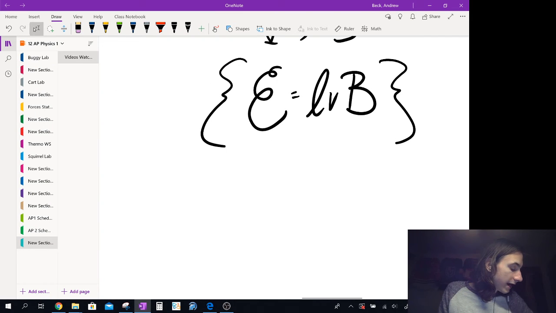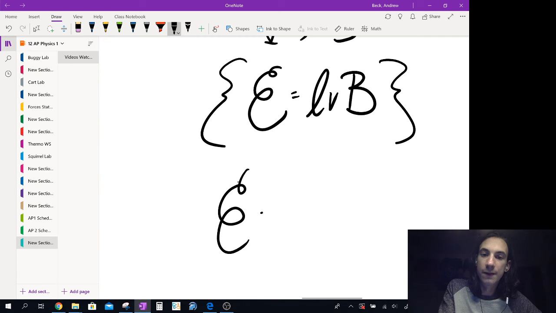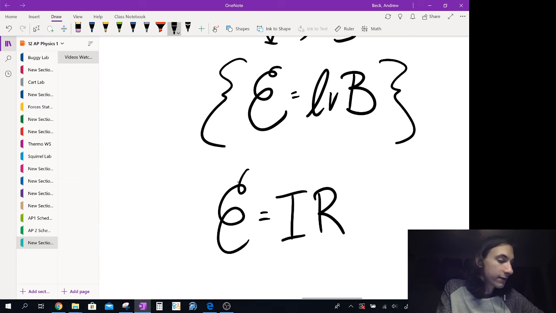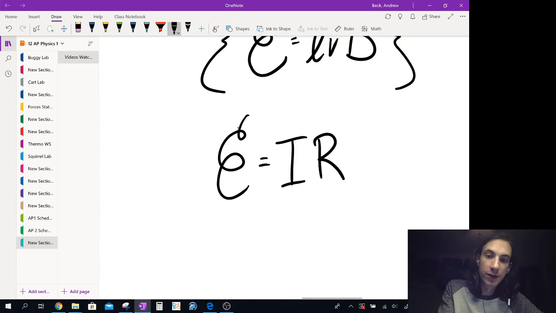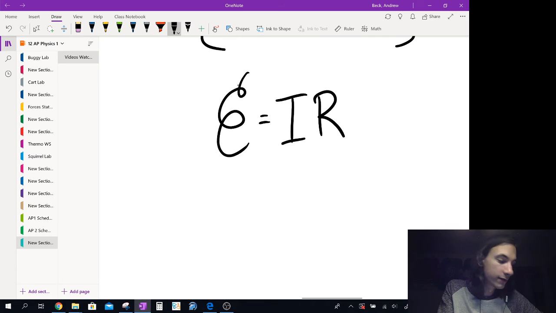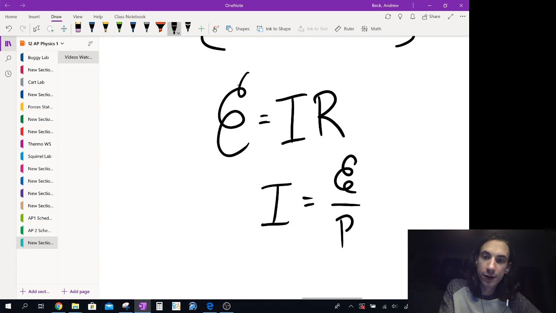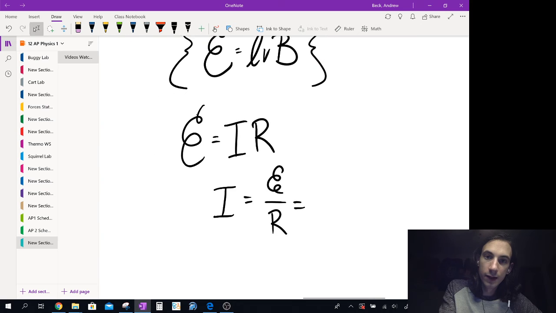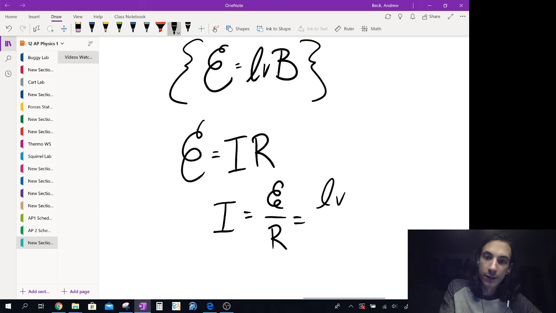So it's not an actual equation, but what we can say then is, well, if we have some sort of wire, we know that V equals I times R, or in this case, if we're looking at this potential equals I times R, we can use this to figure out how much current we are dealing with. So we can say, if we want to solve it for I, it's fancy E over R equals L V B over R is equal to our I.